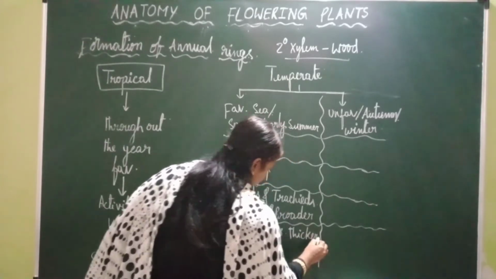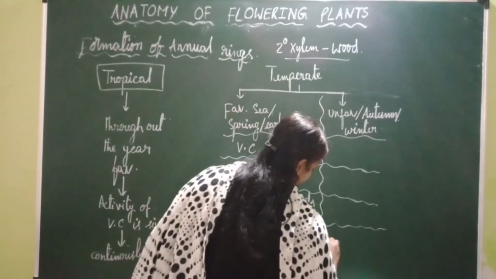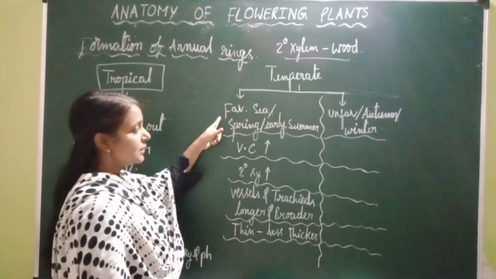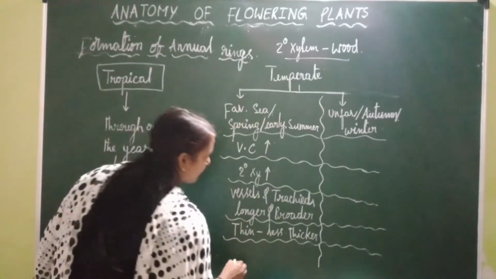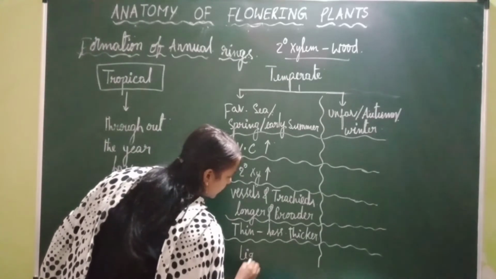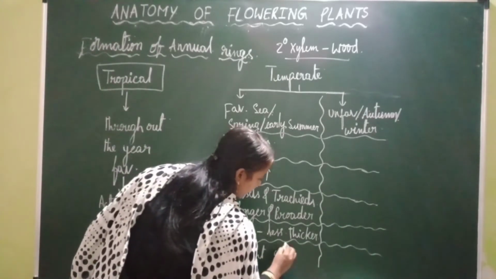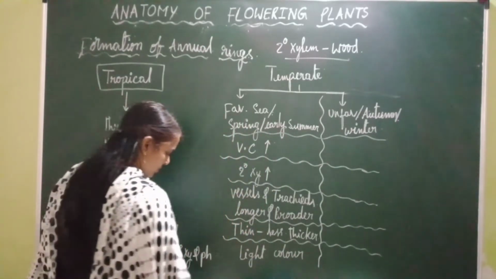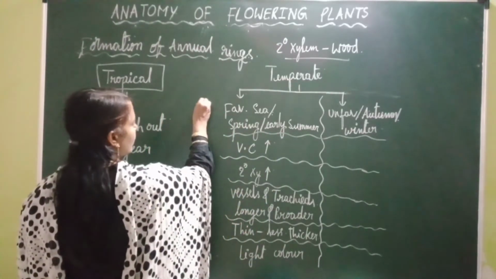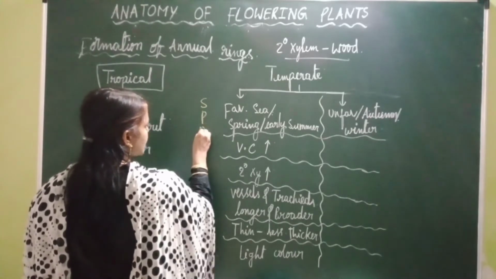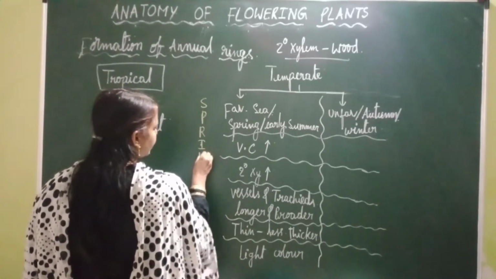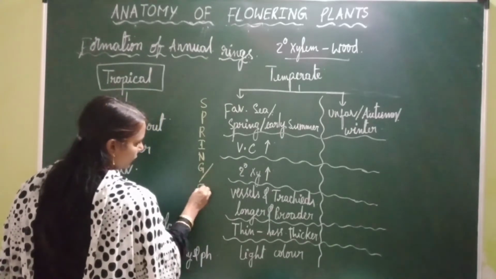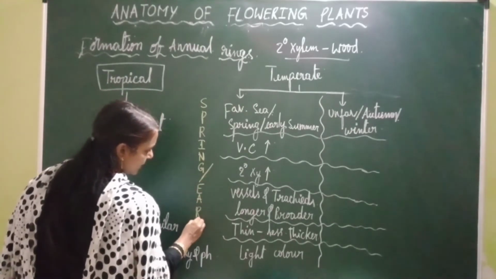And hence this wood which is formed during the favorable season, in case of temperate regions, appears light in color. So it is light colored wood. As this wood is formed during spring season, this wood is also called spring wood or early wood.